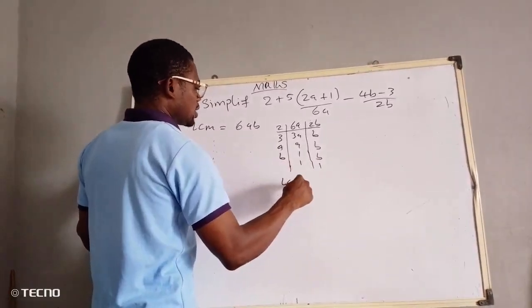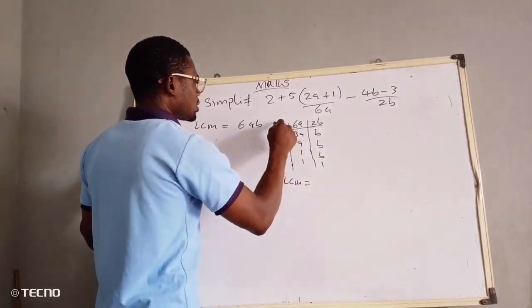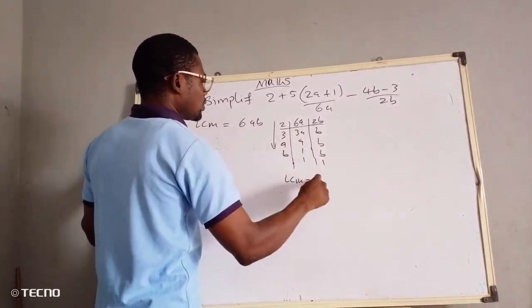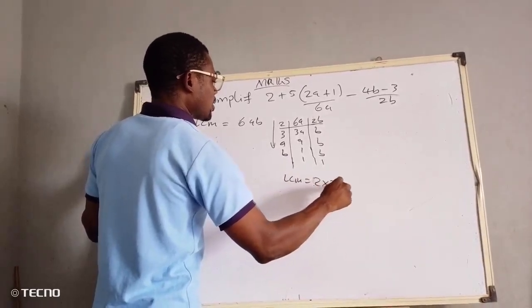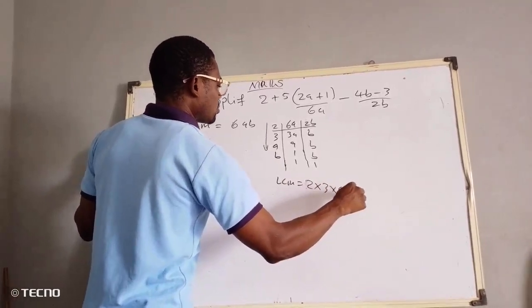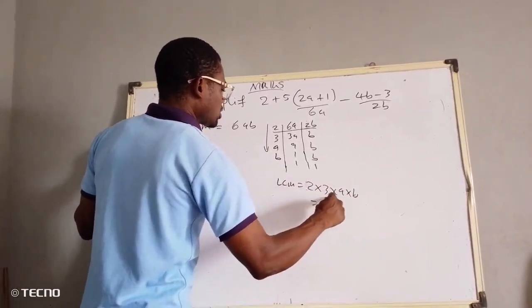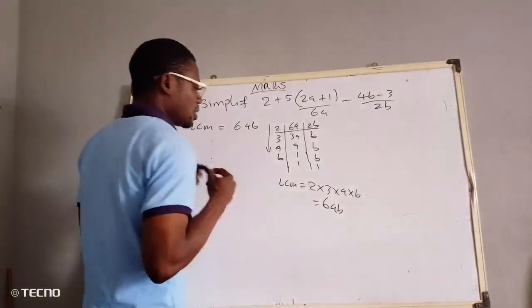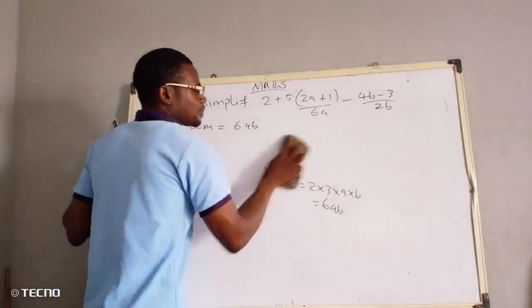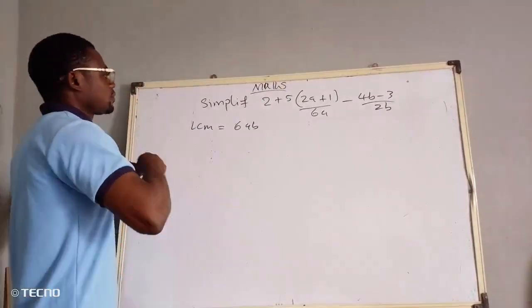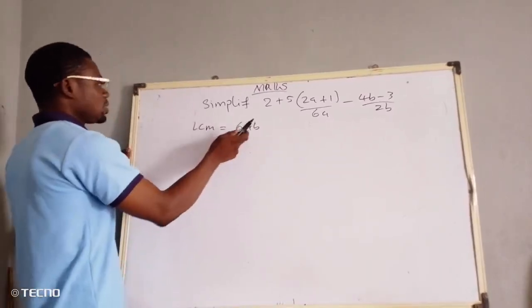So the LCM is the multiplication of these. That is 2 multiplied by 3 multiplied by A multiplied by B. Of course, that will give us 6AB. That's how we got our LCM. I believe you understand. Now, so we have the LCM to be this.